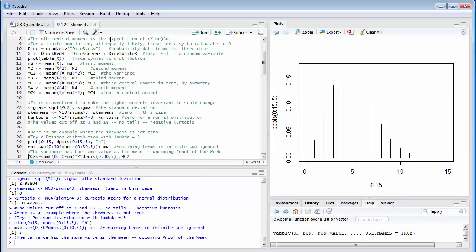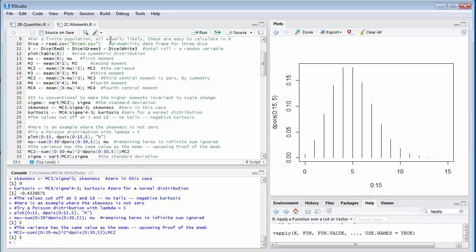If I want to get the variance, I take the vector of values 0 through 30, subtract the expectation mu from all of them, square that value, and then multiply by the probability of getting that value given by the Poisson function. That's the second central moment. I got 5 again. Did R make a mistake? No, that is in fact correct. The Poisson distribution has the same values for the expectation and the variance, and in a week or so you'll be able to prove that yourself.